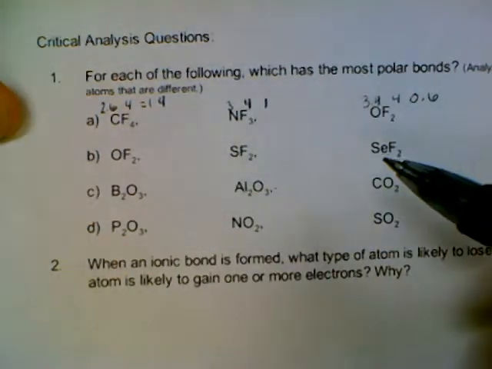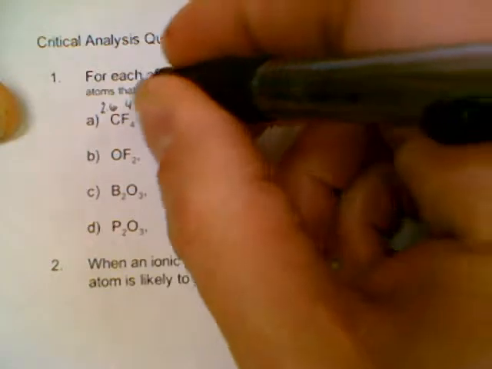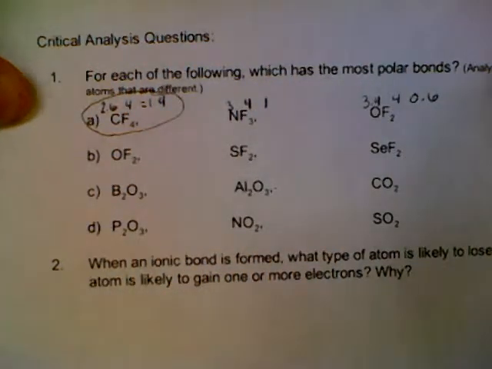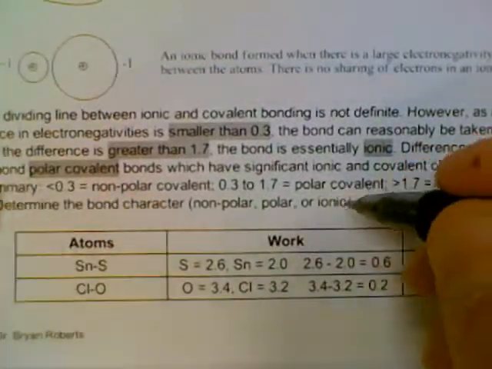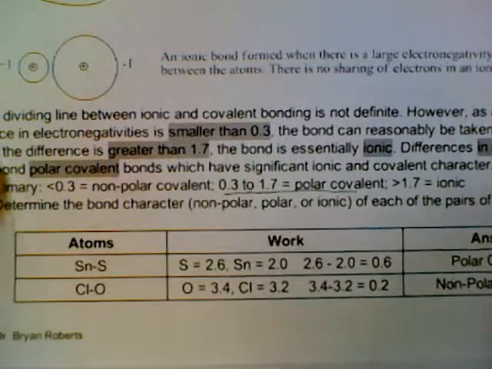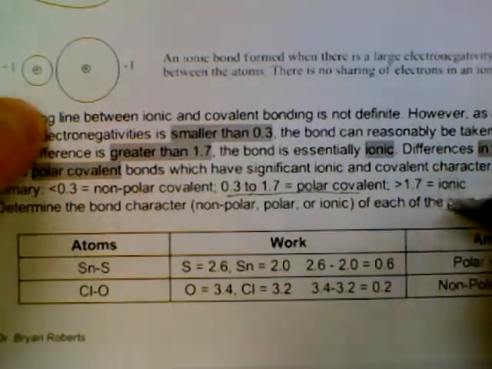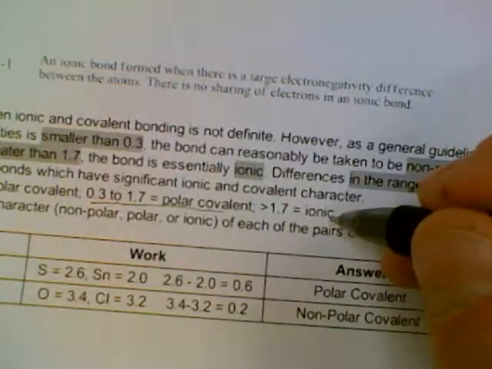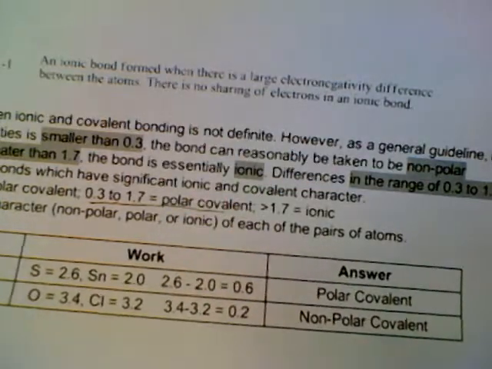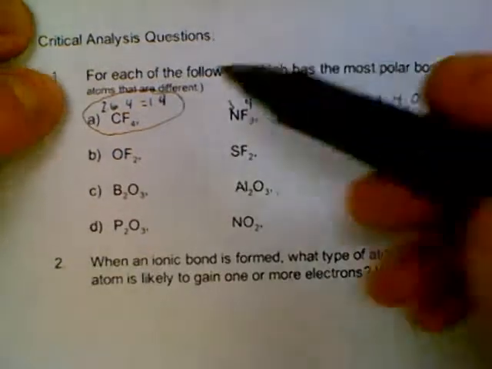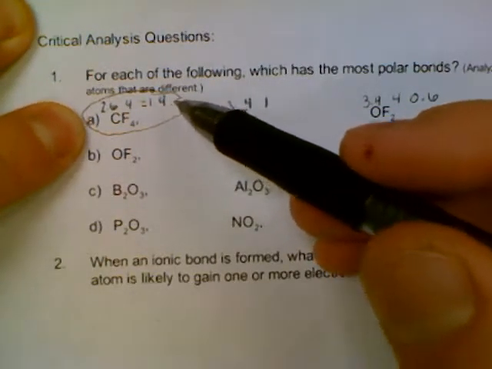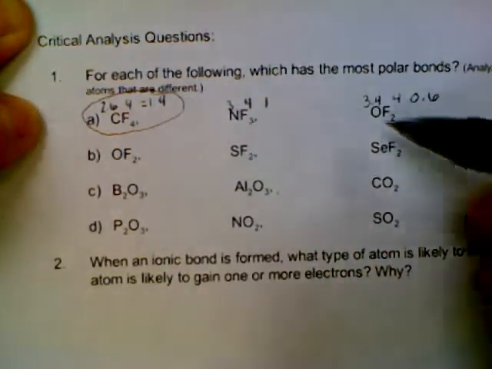Which has the most polar? Polar would be the greatest difference. So A is the best answer. Technically, polar, if you recall, needs to fall in the 0.3 to 1.7 range. If it's greater than 1.7, it would technically be ionic, but that's still meaning that the electrons are moving from one atom to the other. In this case, 1.4 falls within the 0.3 to 1.7, so this is clearly a winner.